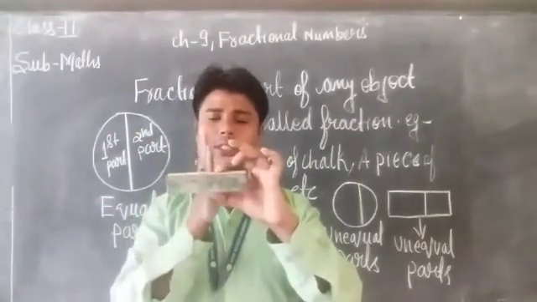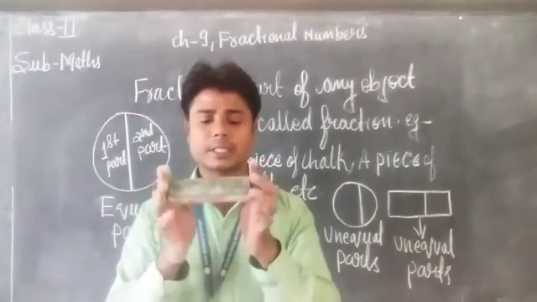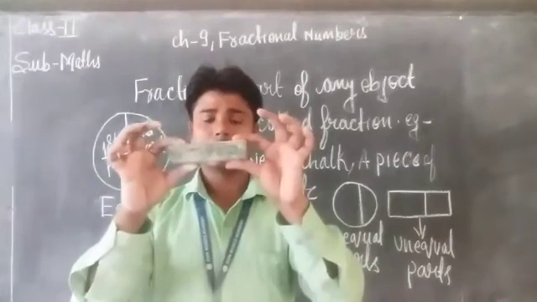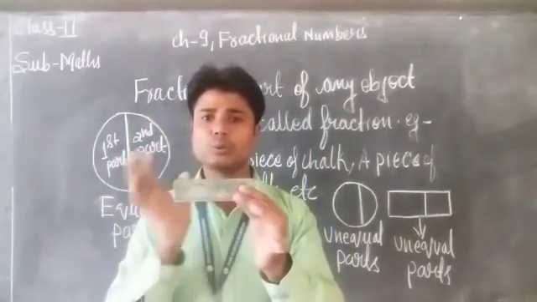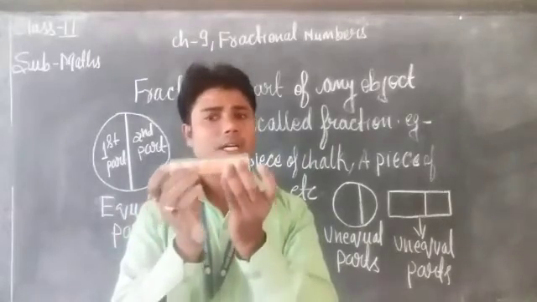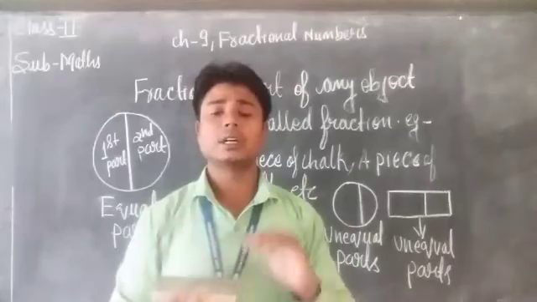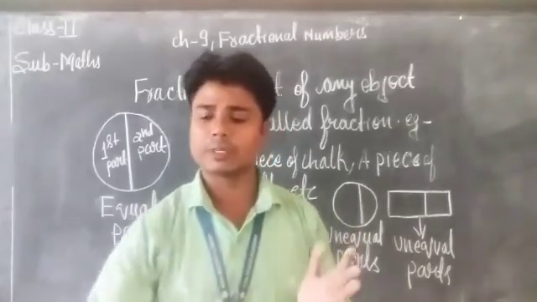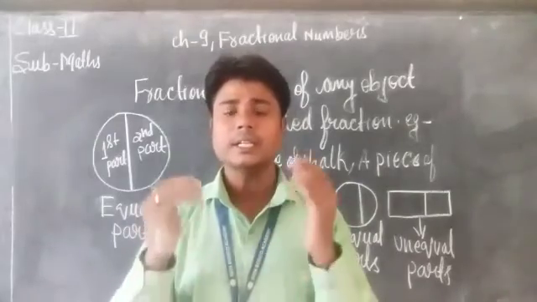When we cut this duster, if both parts are the same in size, that means these are called what? Equal parts. And when we cut this duster into two parts, if both parts are not the same in size, that means it is an example of what? Unequal parts. Hope you all have understood what fraction, unequal parts and equal parts are.